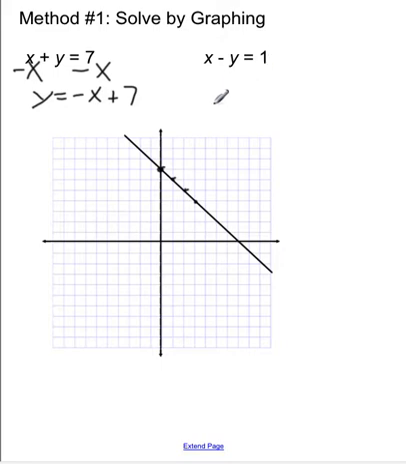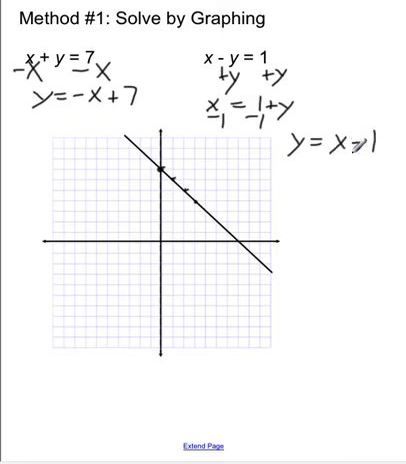Okay, so now if I go back to my other equation, I'm going to solve this one for y equals mx plus b. I'm actually going to move the y over because I don't like the y being negative, and I'm going to get x equals 1 plus y, and then I'm going to subtract 1, and I'm going to get y equals x minus 1. My y-intercept is negative 1. My slope is 1, so up 1 over 1.